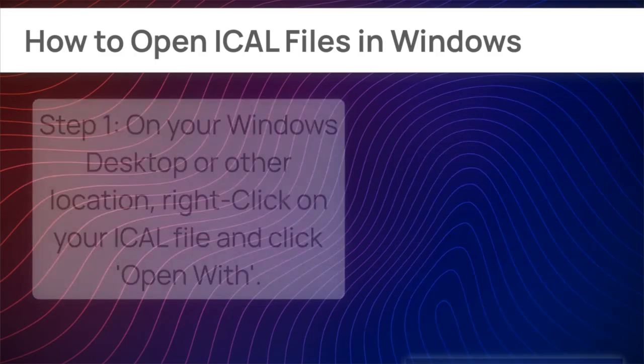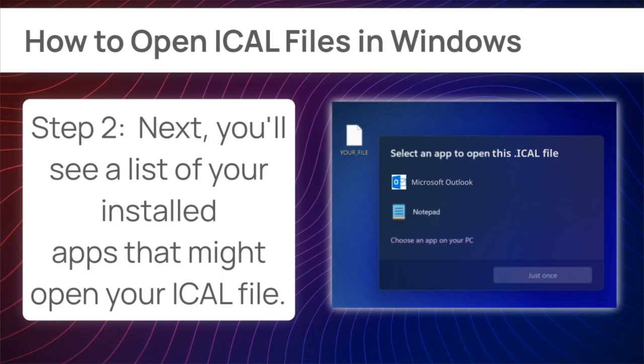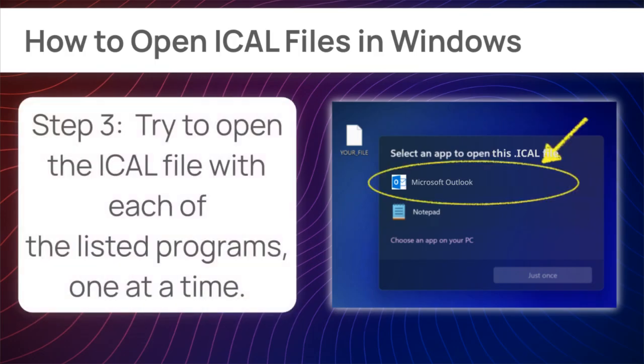Right-click your ICAL file, then click Open With. Prioritize Microsoft Outlook if you see it. If not, test the next program. Sometimes it's a hidden application that works.